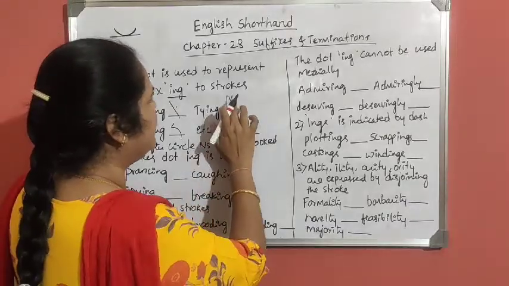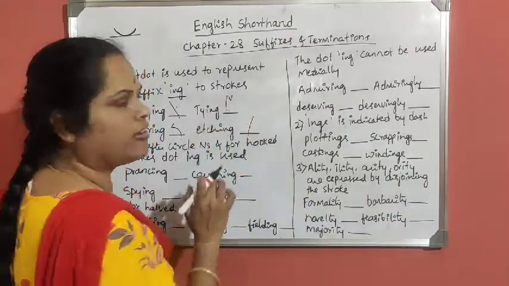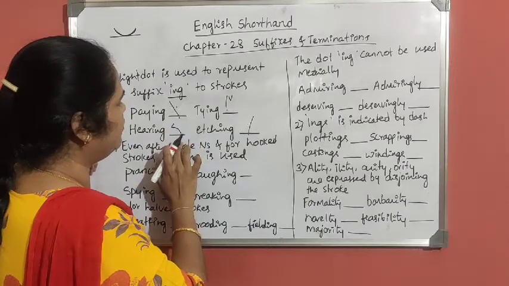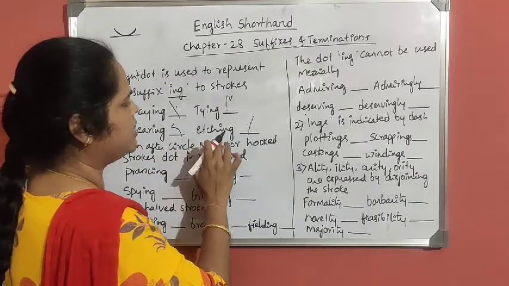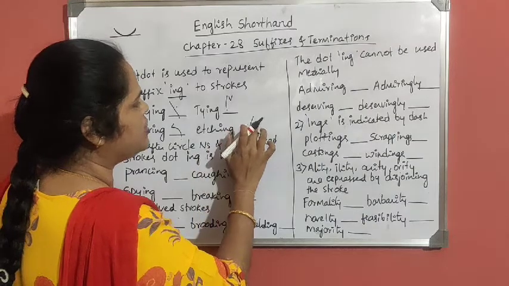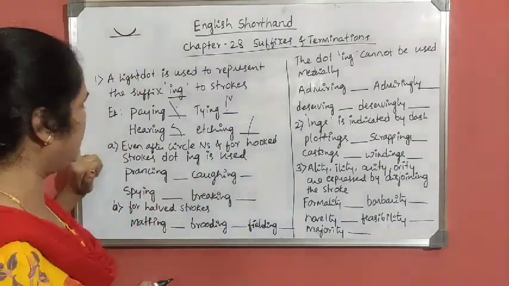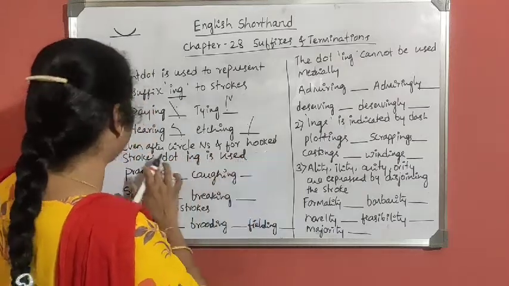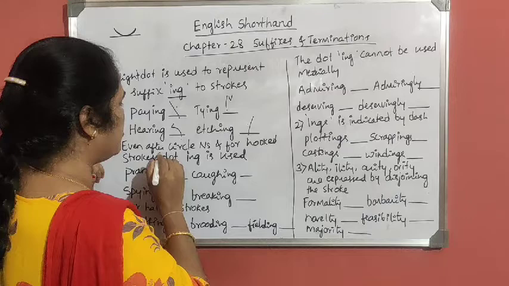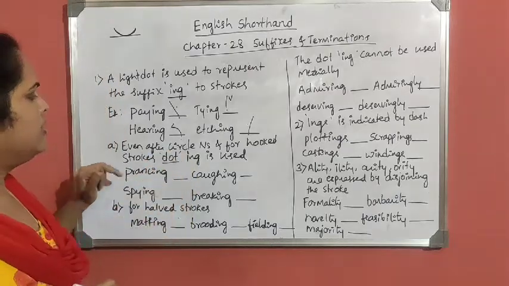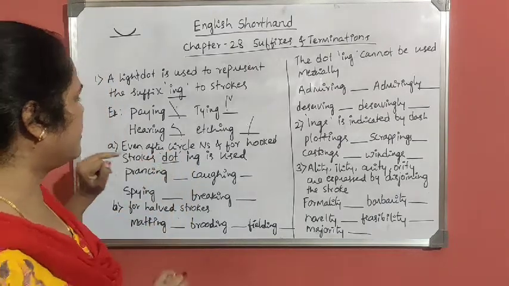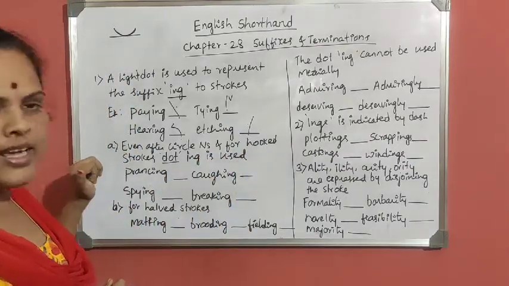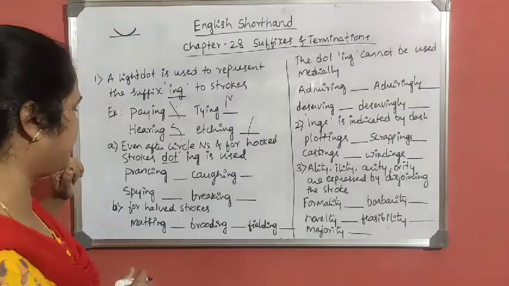Paying, tying: T, I diphthong, light dot, ing. Here hearing: TH, R, downward R, ing. Etching: A vowel, J, ing. Etching. Even after circle S and for hooked strokes, the dot ing is also used. After circle S and for hooked strokes, the dot ing is also used as a suffix.